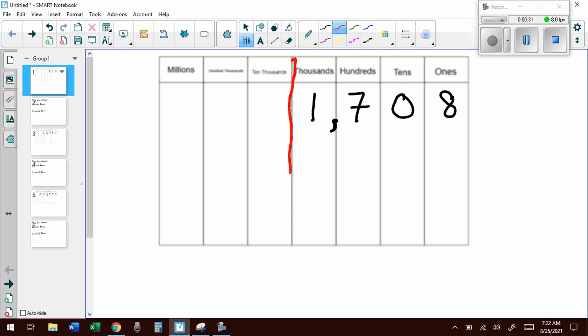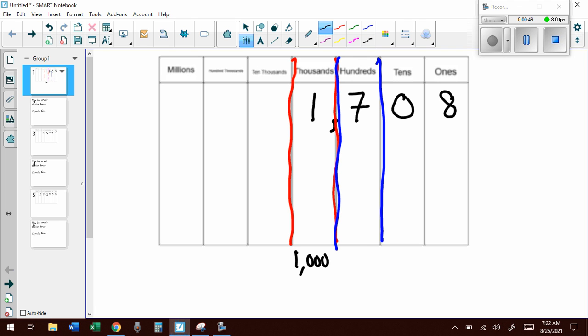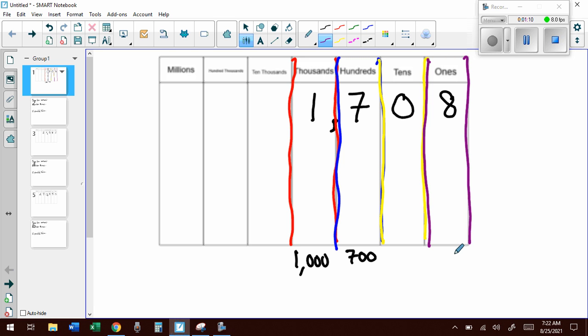So here we have a 1 in the thousands place. The value of that 1 is 1,000. We have a 7 in the hundreds place. The value of that 7 is 700. We have a 0 in the tens place that has a value of 0 or nothing. And we have an 8 in the ones place, and that has a value of 8.